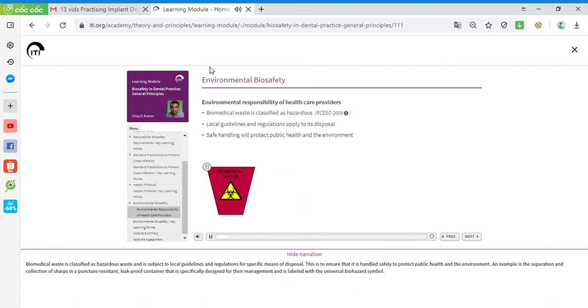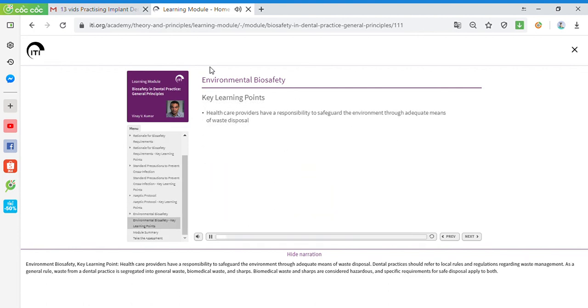Biomedical waste is classified as hazardous waste and is subject to local guidelines and regulations for specific means of disposal. This is to ensure that it's handled safely to protect public health and the environment. An example is the separation and collection of sharps in a puncture-resistant, leak-proof container that is specifically designed for their management and is labeled with the universal biohazard symbol.